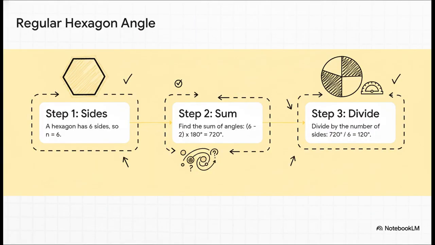All right, let's put this to the test with a regular hexagon. Okay, so it has 6 sides, so our n is 6. First, we find the total sum of its angles. So that's 6 minus 2, which is 4, and 4 times 180 is 720 degrees. Now, to get just one of those angles, we divide that total of 720 by the 6 sides, and we get 120 degrees. Simple as that. Each angle in that perfect hexagon is 120 degrees.